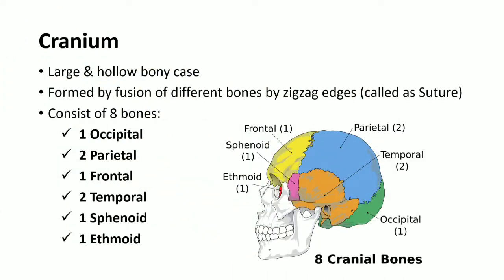This cranium is not a single bone, but is actually made up of 8 different bones. These bones are attached to each other by zigzag edges. These are seen in the picture over here, zigzag lines. These zigzag lines are called sutures. The bones which create the cranium are occipital, parietal, frontal, temporal, sphenoid, and ethmoid. Of all these, only parietal and temporal bones are 2 in number. All the others are only 1 in number.